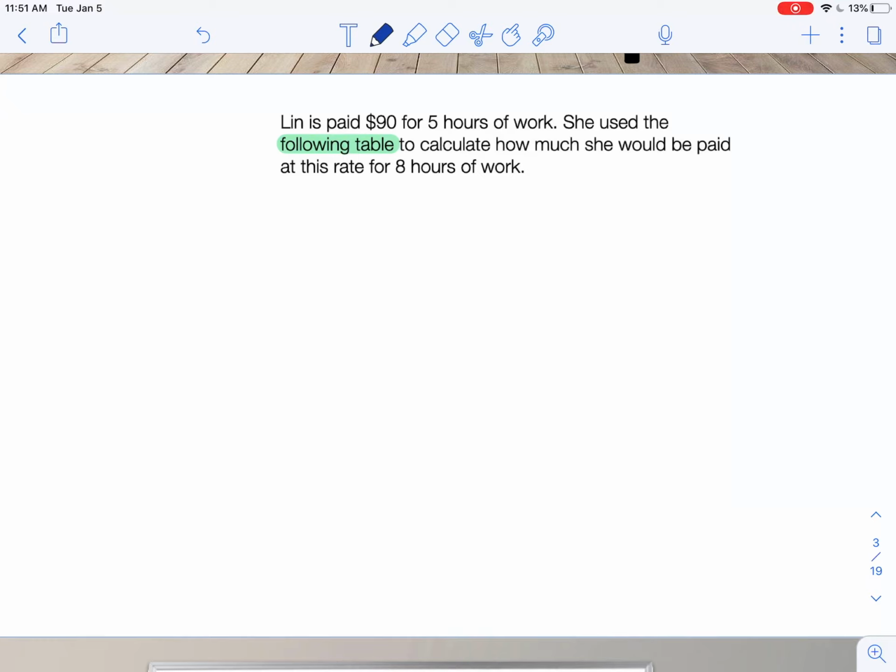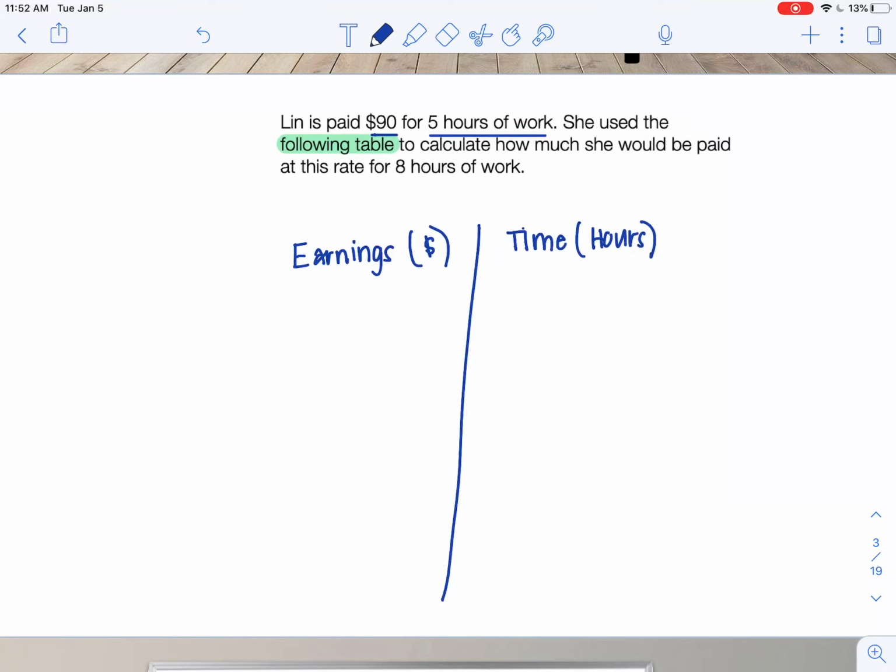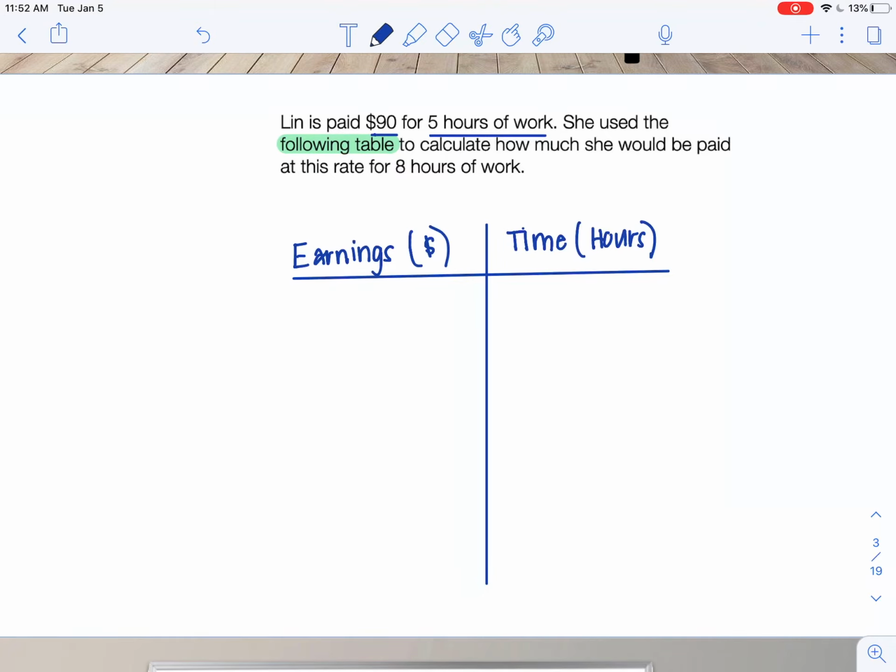We know that we're comparing $90 to 5 hours of work. In other words, we're comparing Lynn's earnings in dollars to the amount of time that she works. Time in hours. Notice that I started off with my column labels because I need to know what each number in my ratio table represents. Once I have my column labels, I'm able to fill in the numbers I already know. $90 for 5 hours of work.